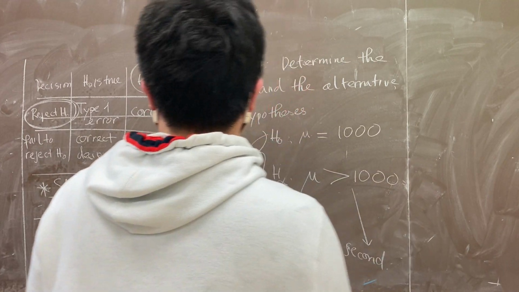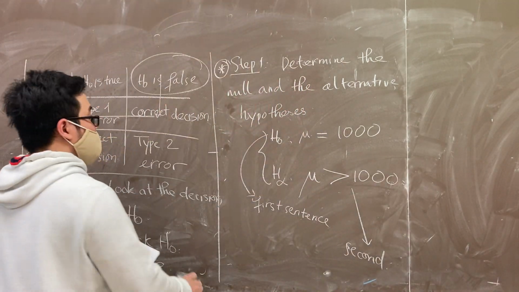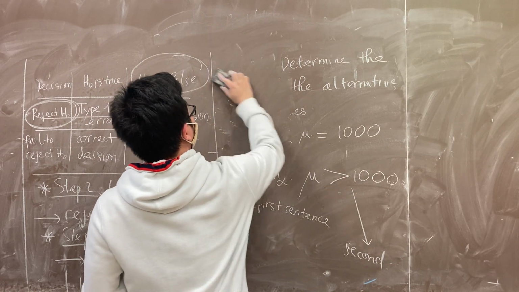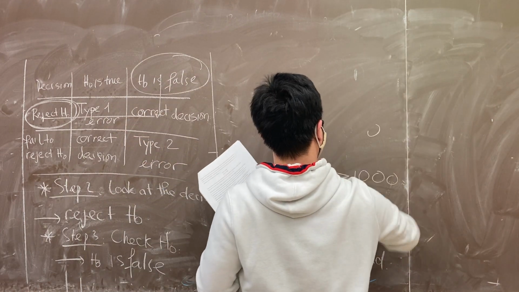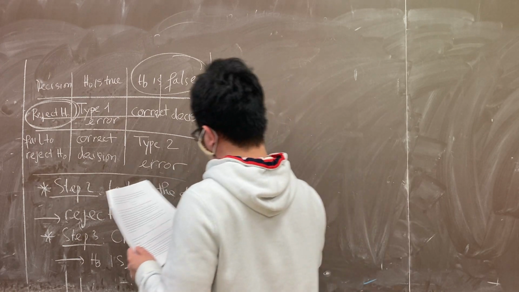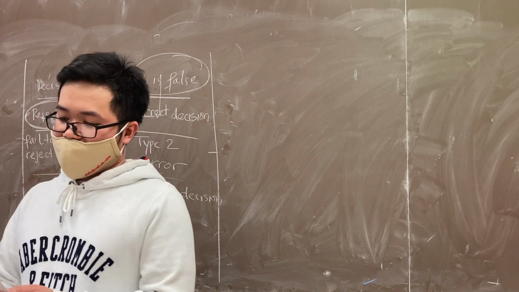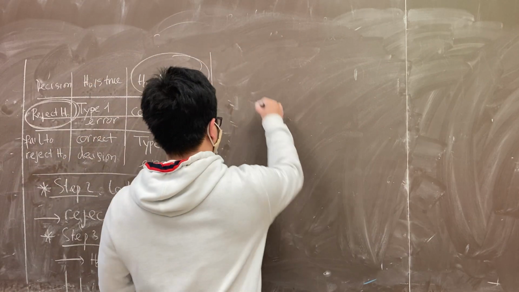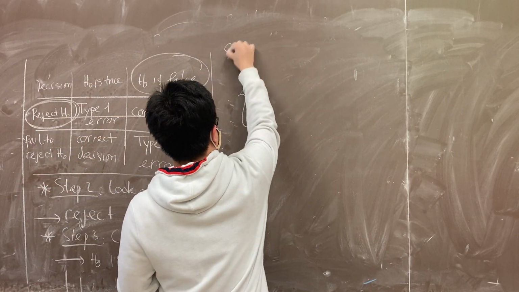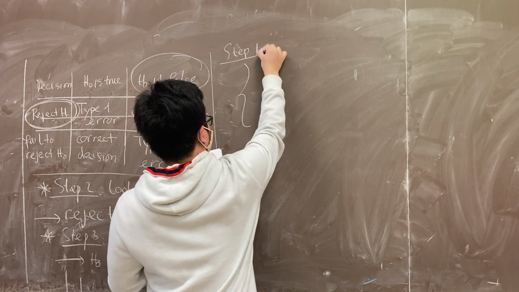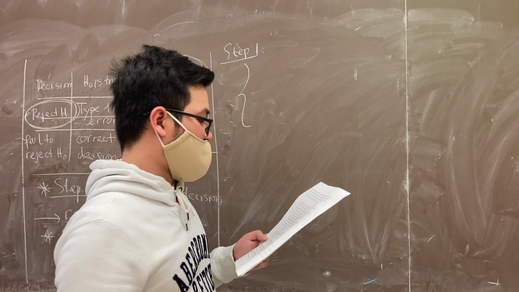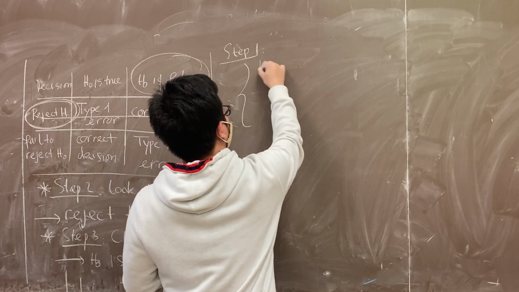Similarly, now we move on to the second example. So now we do this step by step. The first one, we will determine the null and alternative hypothesis.